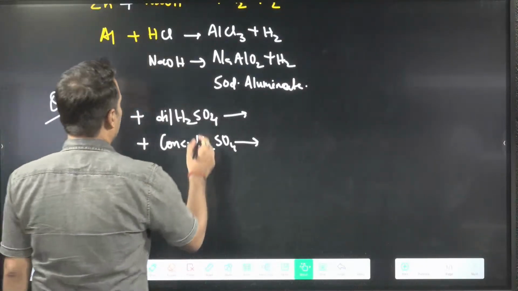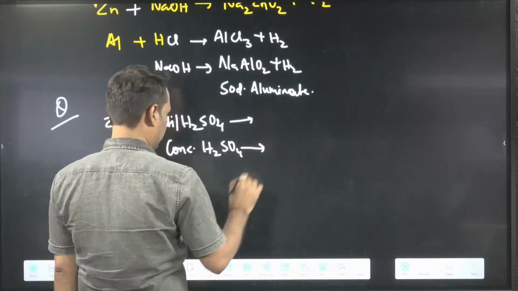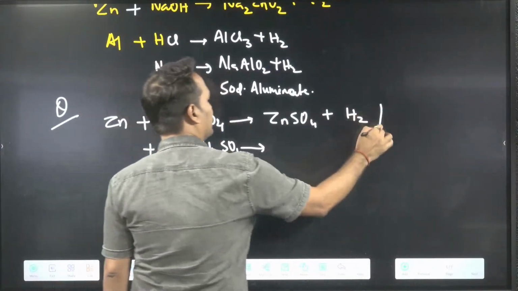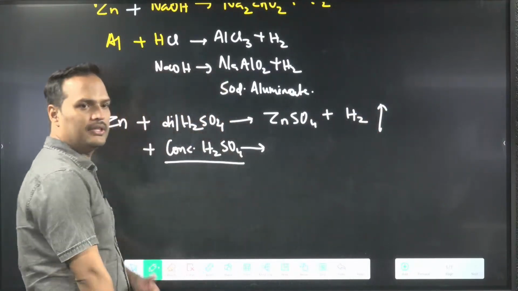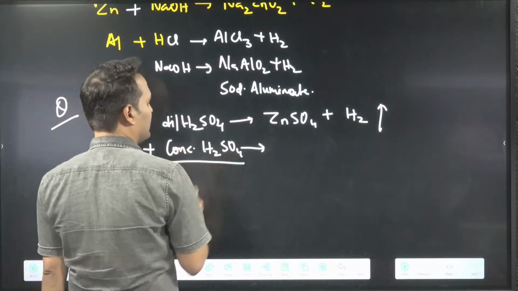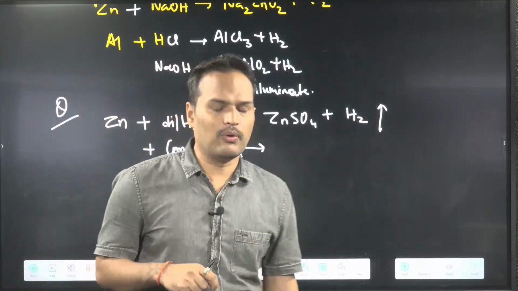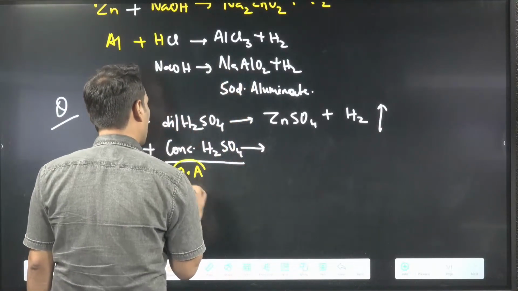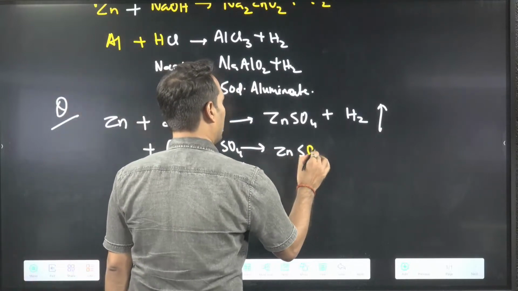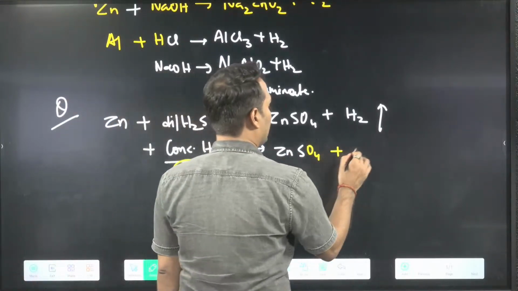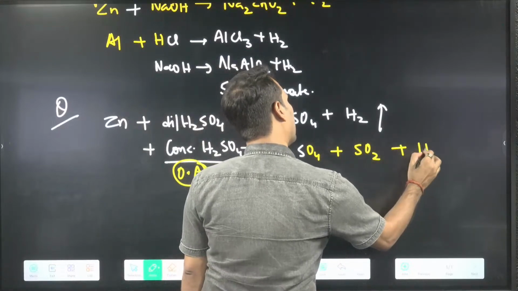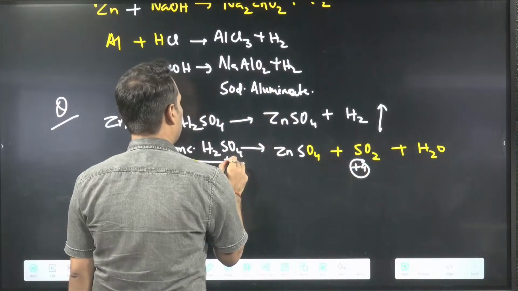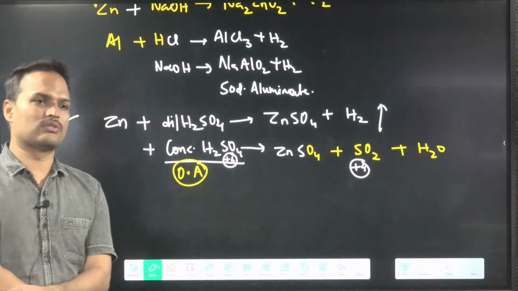See, with dilute, here I will get ZnSO4 and hydrogen gas is liberated, correct. But with concentrated, what will happen कि concentrated H2SO4, two merits are there, one thing is that it acts as dehydrating agent, and one thing you can also say कि it acts as oxidizing agent. So what may happen, it oxidizes zinc to Zn2 plus and itself gets reduced to SO2 and you can say H2O. So you can see here कि sulfur is present in +4, here sulfur is present in +6. So this is one of the differences.